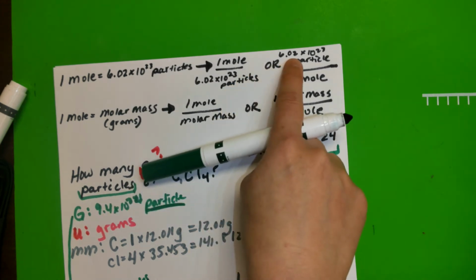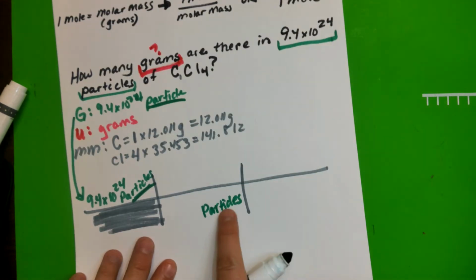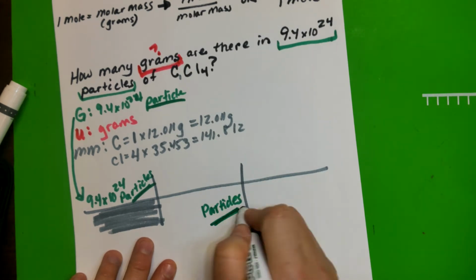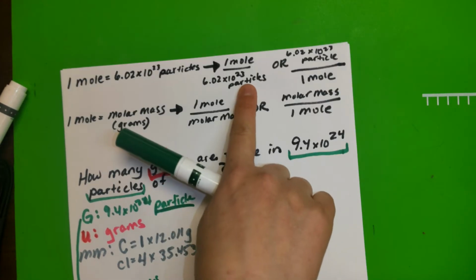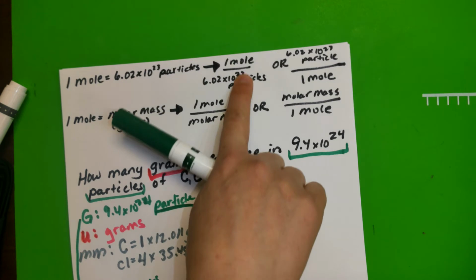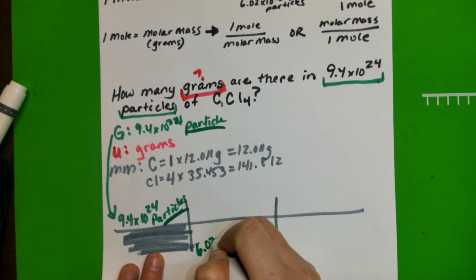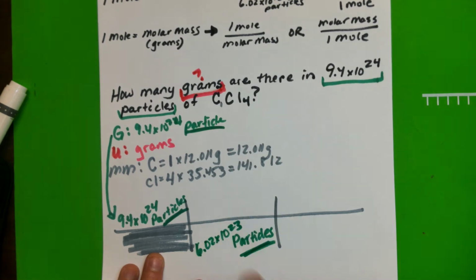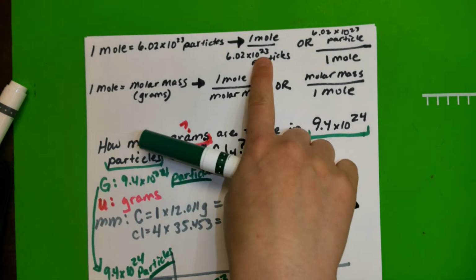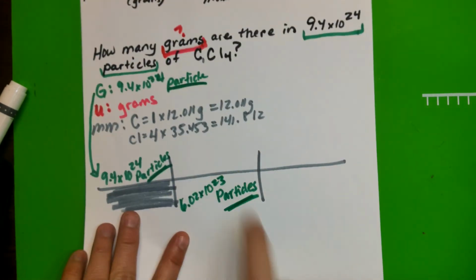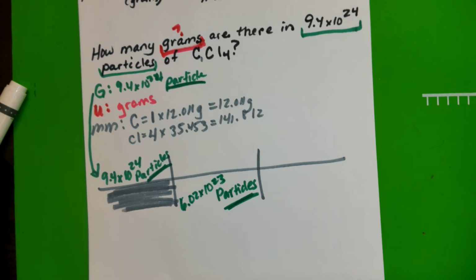You see how this one's on the top? So we can't use this one. We need the one that has it on the bottom. Okay, so it will be this one. All I have to do is copy it down just the way it looks. So it will be 6.02 times 10 to the 23rd, that's Avogadro's number. And then, of course, on the top will be 1 mole.